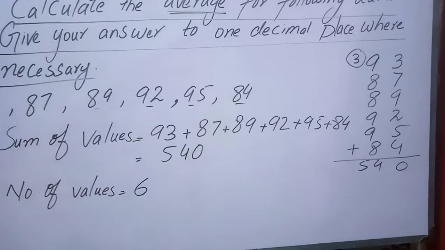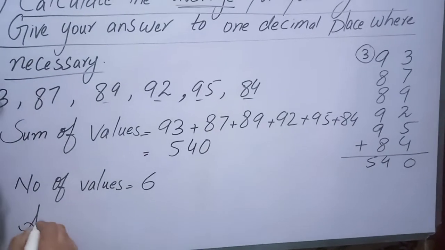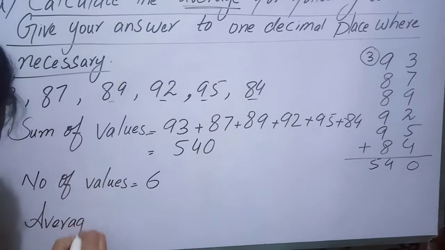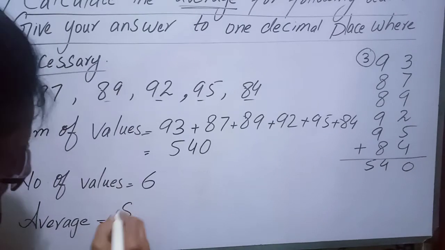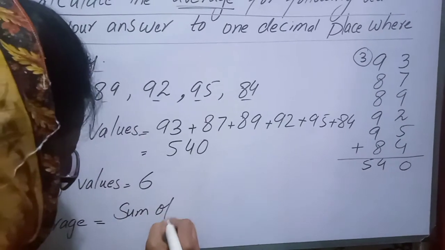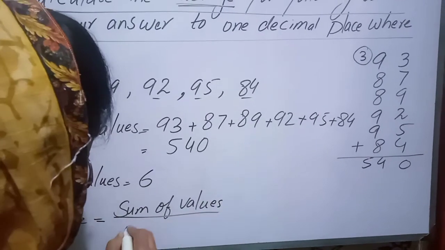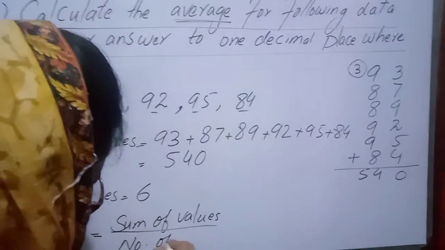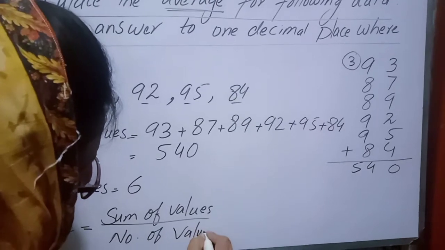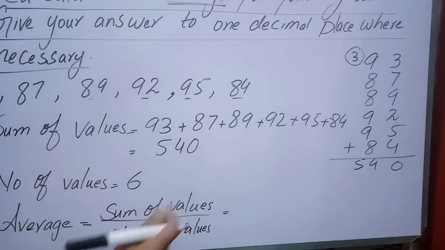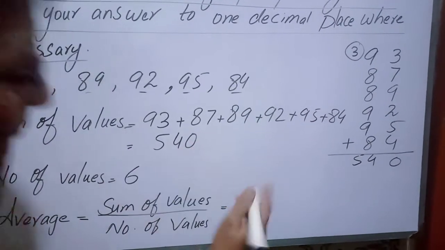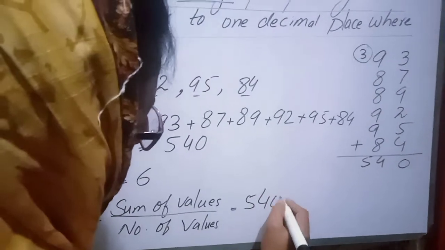Now we use the formula. Find out the average. That is equal to sum of values divided by number of values. And here, what is the sum of values? The sum of values is 540. So I will write here 540.